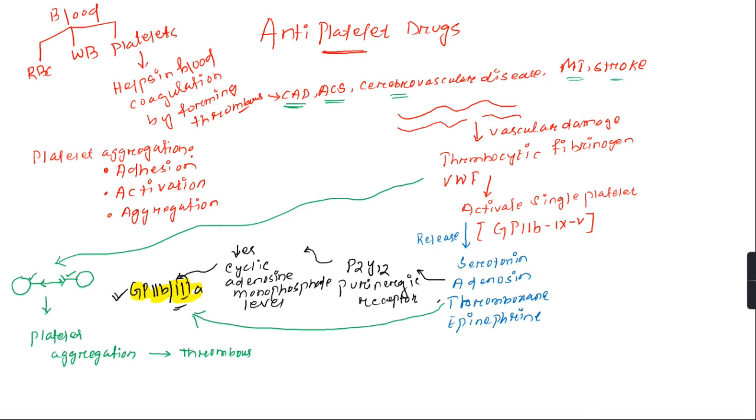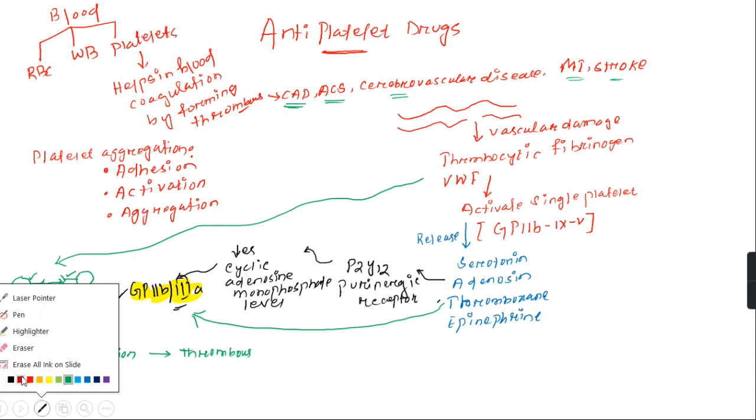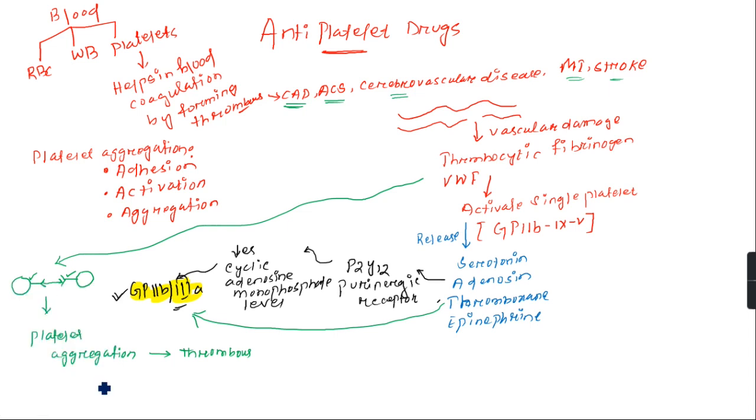What we can do is block two major types of receptor present on the platelet. We can inhibit the P2Y12 receptor and we can inhibit the GP2B3A receptor. Now we will discuss the drugs.